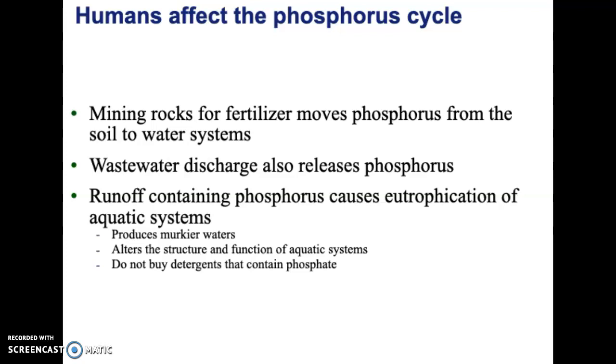One of the worst dead zones is off the coast of the United States in the Gulf of Mexico. We have fertilizer that runs off from the Mississippi River, and it makes a dead zone that's over 9,000 square miles in diameter. It also can produce murky waters. So if you wanted to prevent the amount of phosphorus that is able to get into our runoff, we would try not to buy detergents that contain phosphate because that gets into the water system. And also, don't be overly generous on the amount of fertilizers that you use on your lawns and gardens.